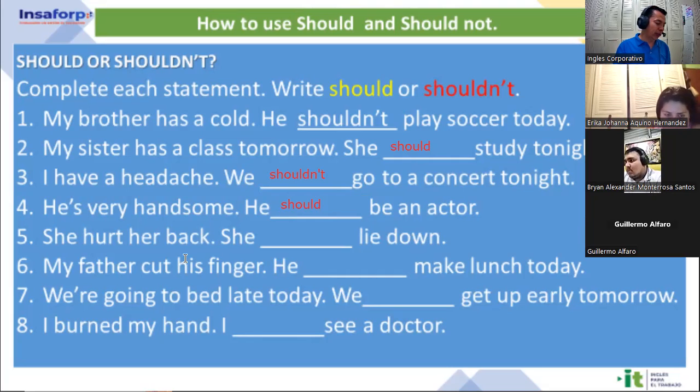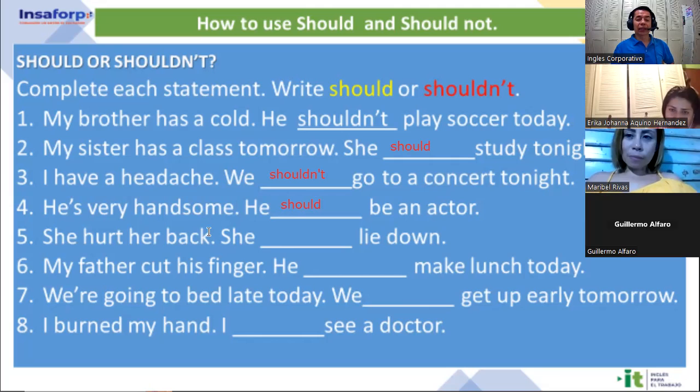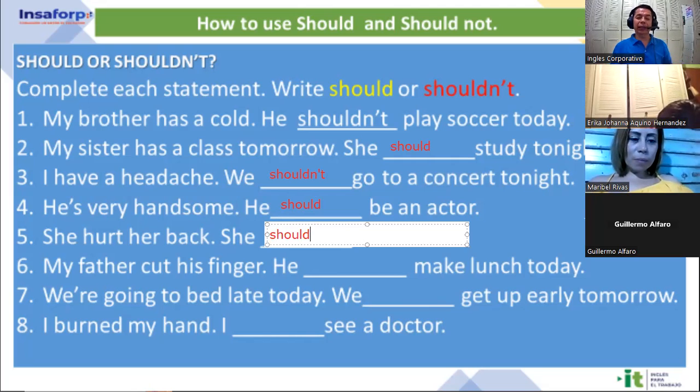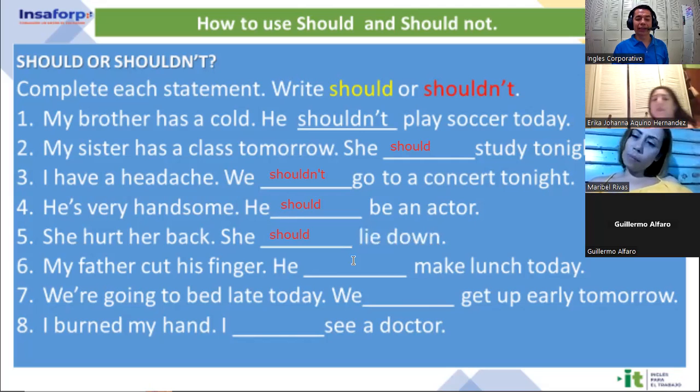Danny, please. No. Maribel, excuse me. Maribel. She hurt her back. Se lastimó la espalda, señora. So she should lie down or she shouldn't lie down? Shouldn't. Se lastimó la espalda y ella debería descansar. Shouldn't. Should. Debería descansar. Alguien que se lastime la espalda. Se la regó, ¿verdad? Tiene que descansar.